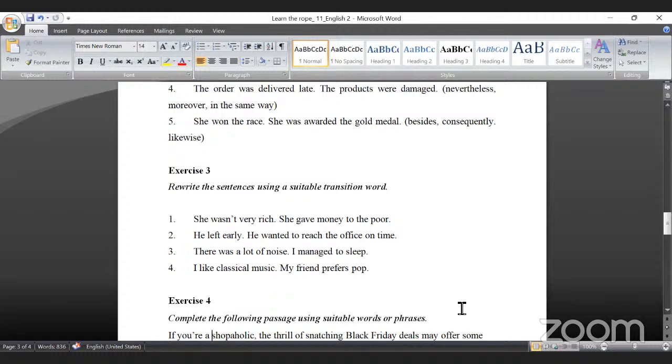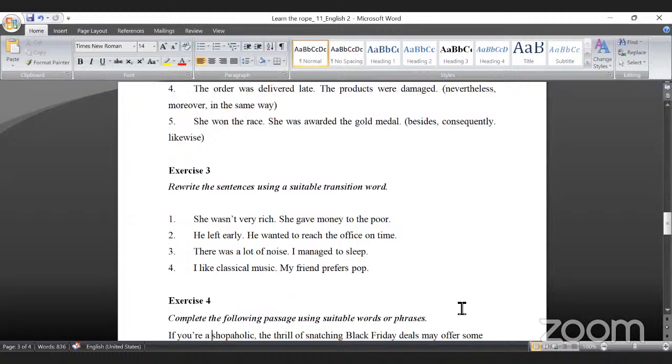Second one, he left early. He wanted to reach the office on time. He wanted to reach the office on time, so he left early. Okay. Any other method to do this? That answer is right. He left early because he wanted to reach the office on time. Correct. That's also correct. Right.